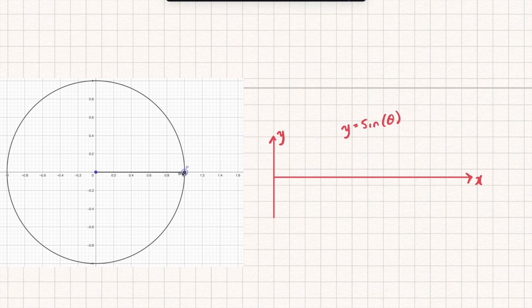Well, when theta is 0, we don't even have a triangle, do we? All the points will lie on this flat straight line, and so the value of sine of theta, or the height of this triangle, is going to be 0, isn't it? So I could mark that on.